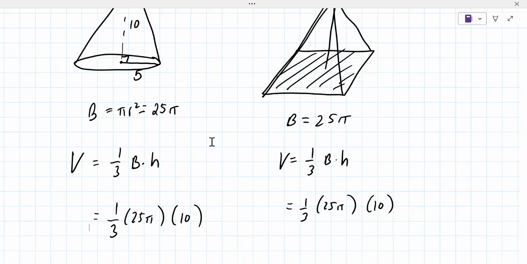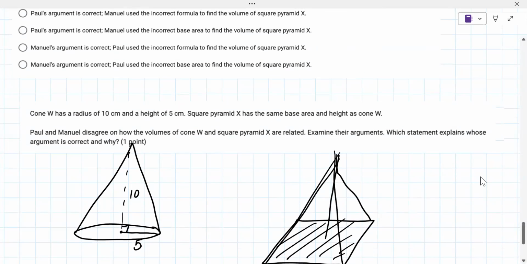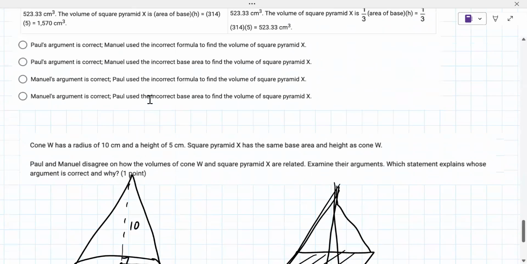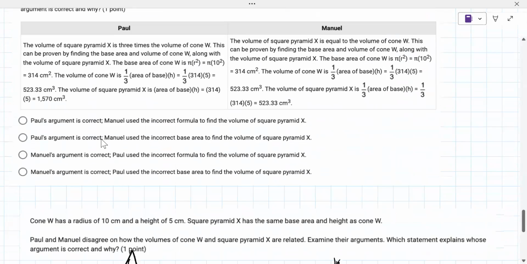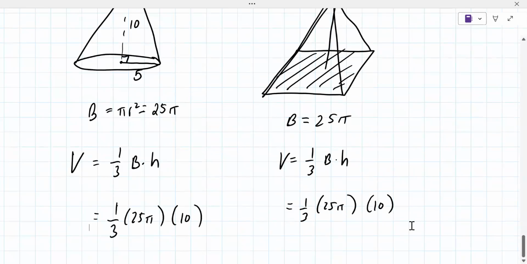All right. Are you there? Yeah. So the volumes are the same. Okay. So the question is, who wrote the proof correctly? One of these might be correct. So I guess you probably actually need to calculate the volume for one of these. All right. 25 pi.